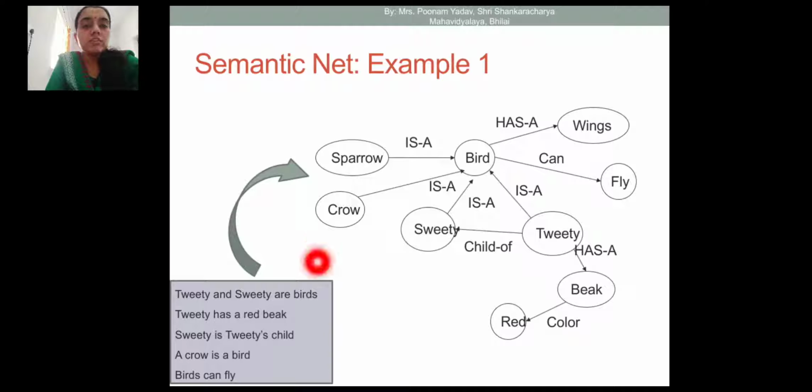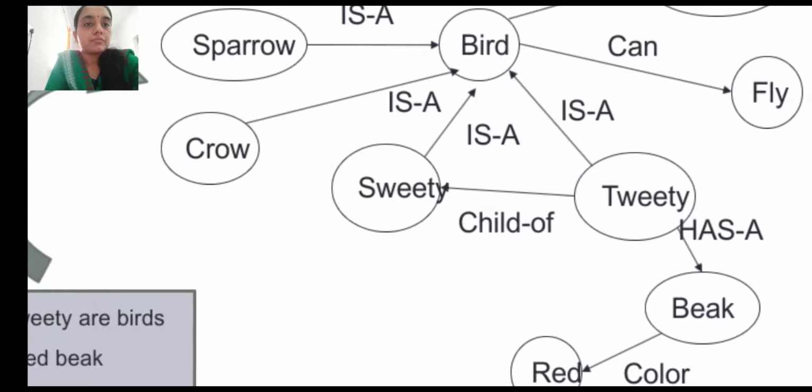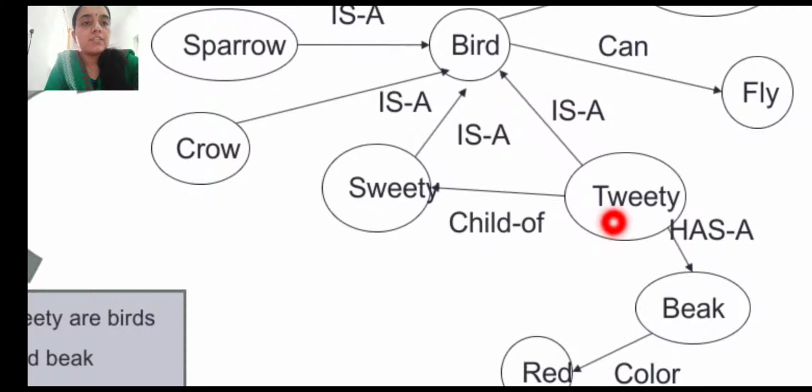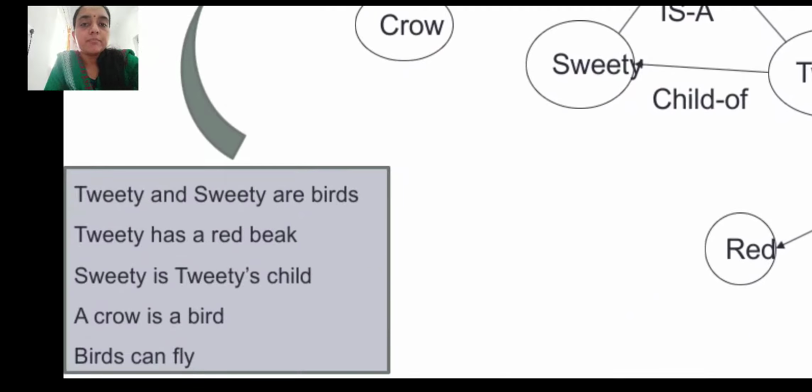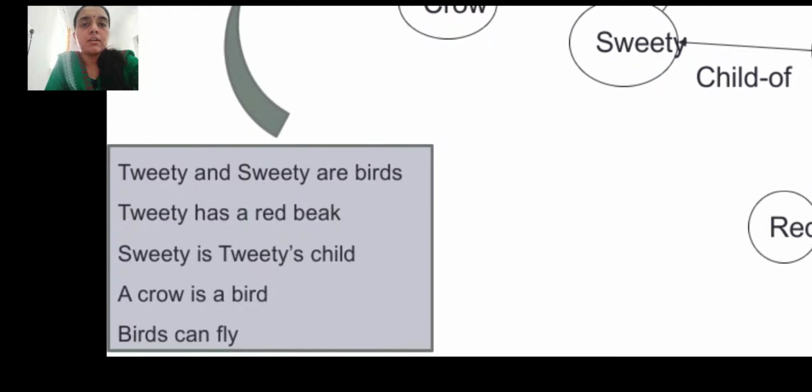Suppose these statements: Tweety and Sweetie are birds. Sweetie is a bird, Tweety is a bird. Then Tweety has a red beak. So here Tweety has a beak and the color is red. Then Sweetie is Tweety's child. So a child-of relationship will appear.